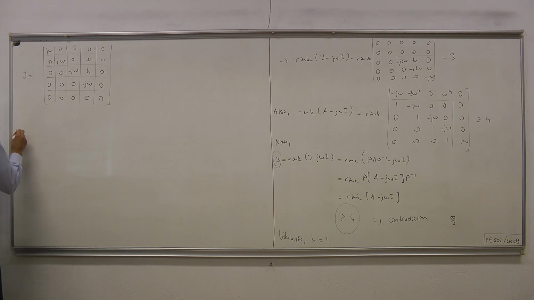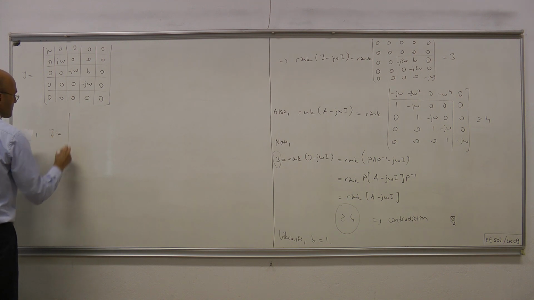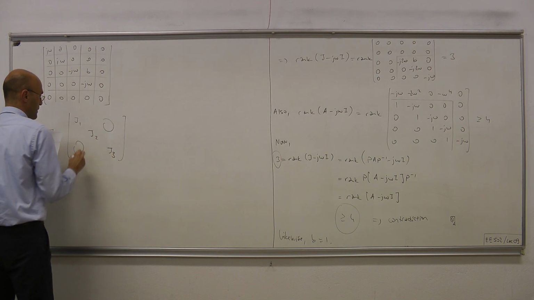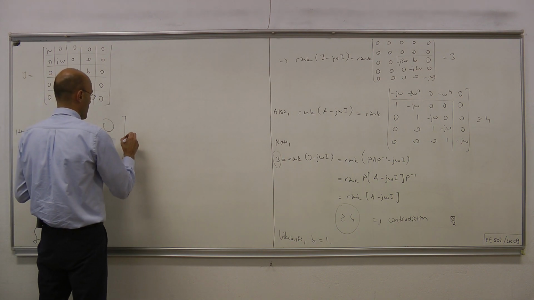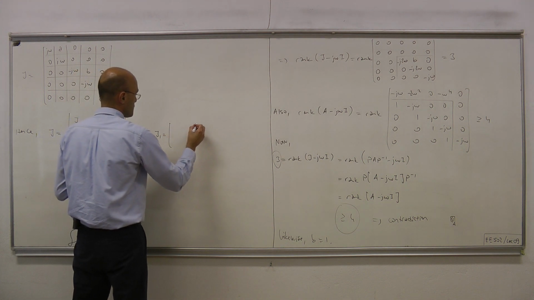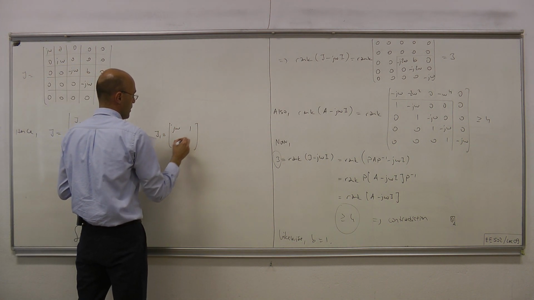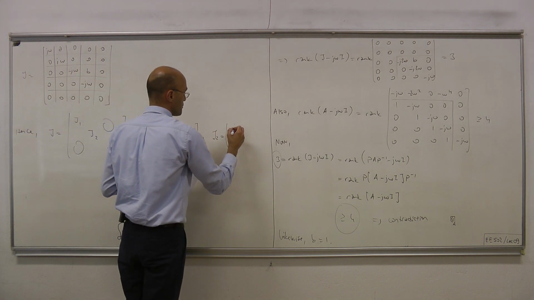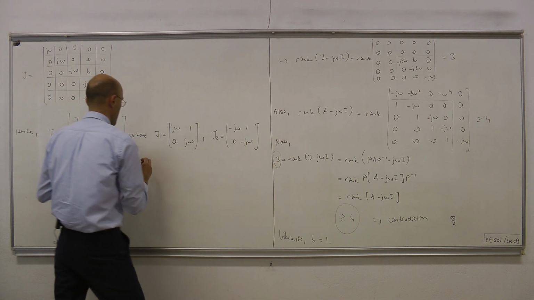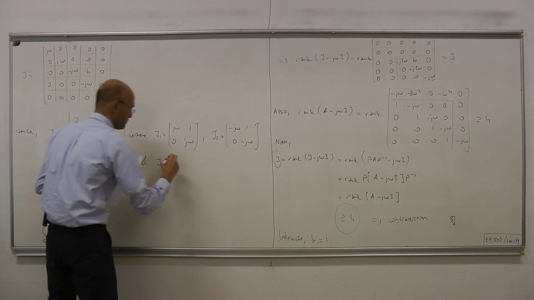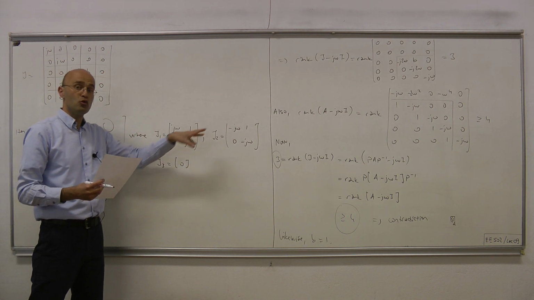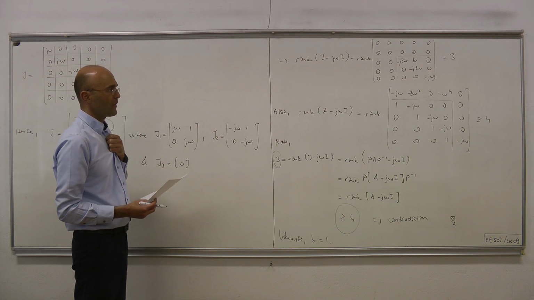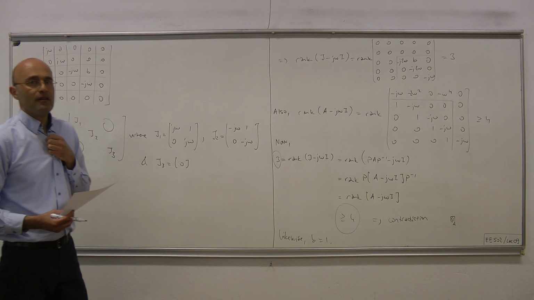Hence J, the Jordan matrix, has 3 blocks, J1, J2, and J3, where J1 equals this here: jω, 1, 0, jω. J2 equals this here: minus jω, 1, 0, minus jω. And J3 is here, a 1 by 1 block. So we have two 2 by 2 blocks and one 1 by 1 block, a total of 3 blocks, meaning that the A matrix has 3 linearly independent eigenvectors.